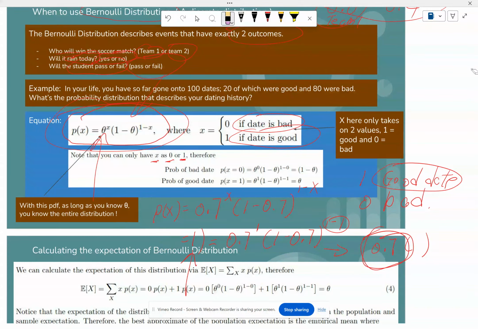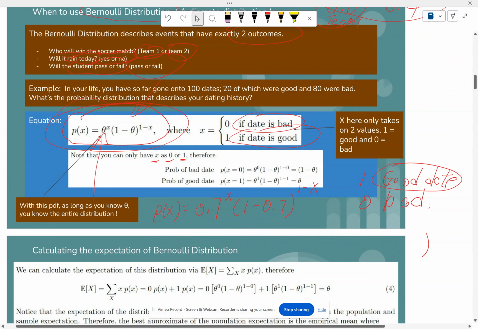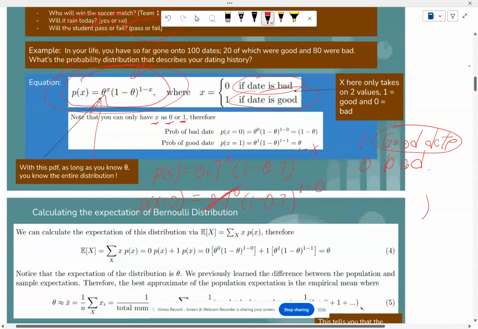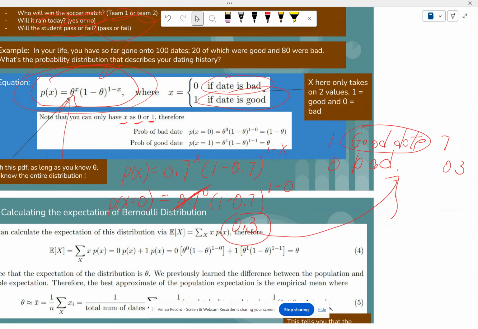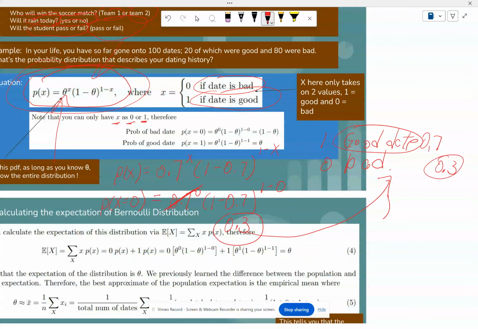Conversely, what is the probability you have a bad date? It's the probability of x equals 0. Therefore, you have 0.7 to the power 0, and then 1 minus 0.7 to the power 1 minus 0. The first term cancels out to 1, and all you have is 0.3. So this is the probability of a bad date, as I previously told you: 0.7 and 0.3.